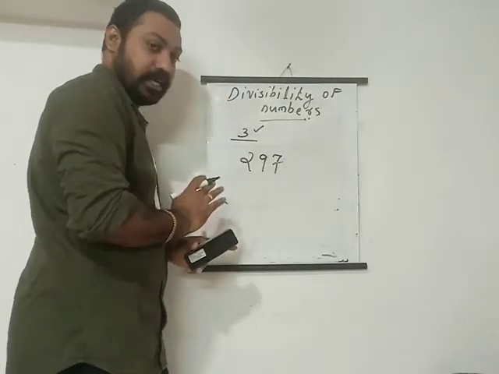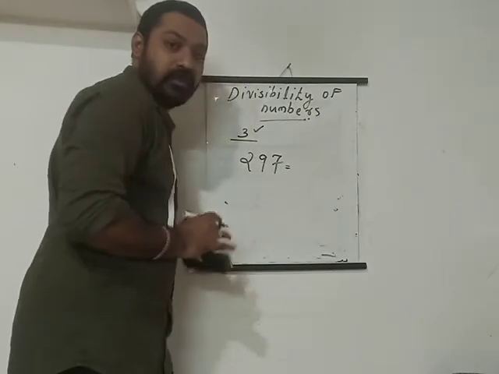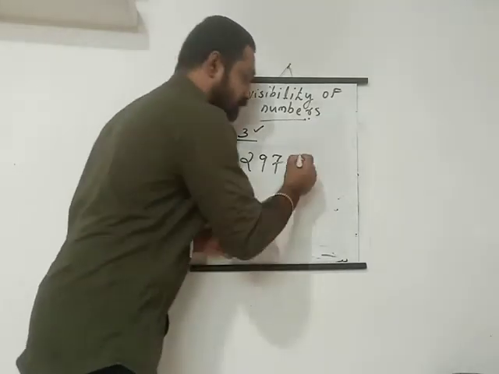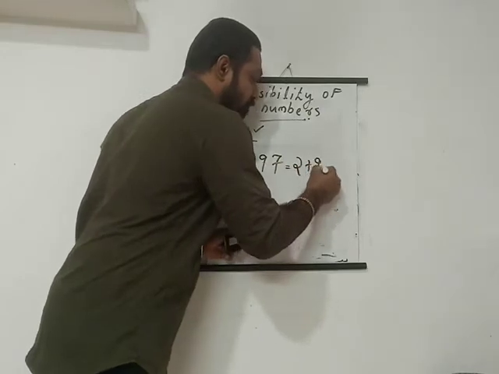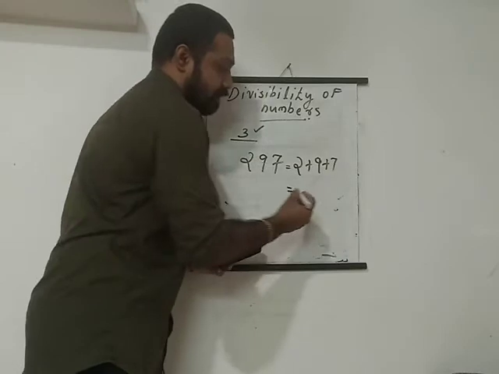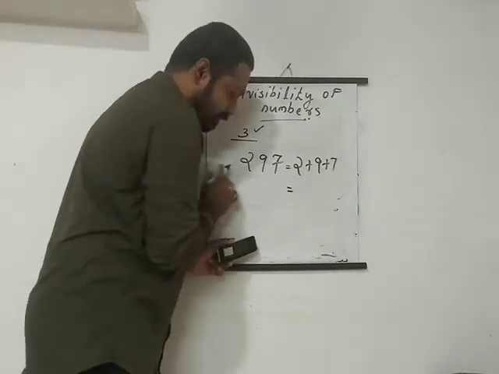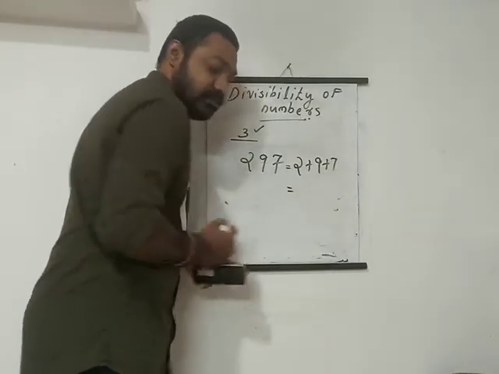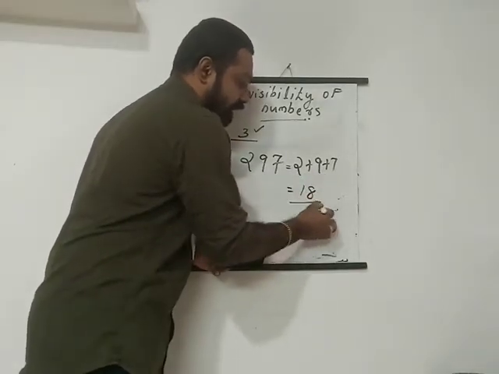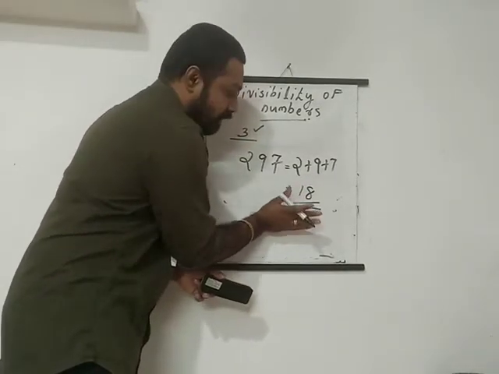So if you get a bigger number, for example, 297, how can we check the divisibility of 3 here? We have to add the digits in this number. That means 2 plus 9 plus 7 we have to check. I will explain. When you add the digits, 9 plus 7 is 16, 16 plus 2, what will we get? 18. We get the number 18.